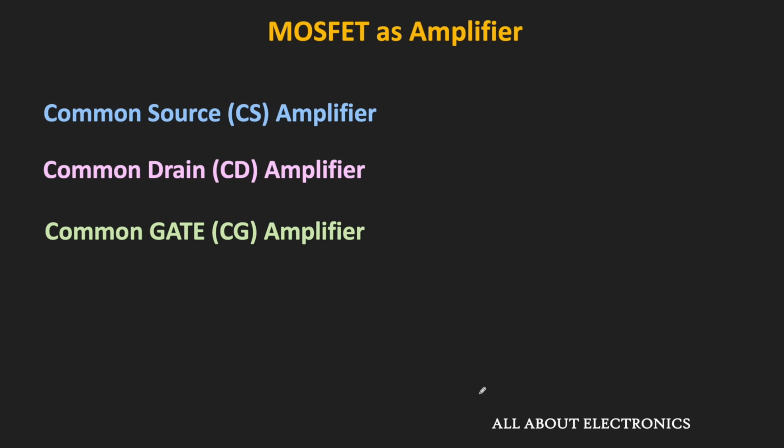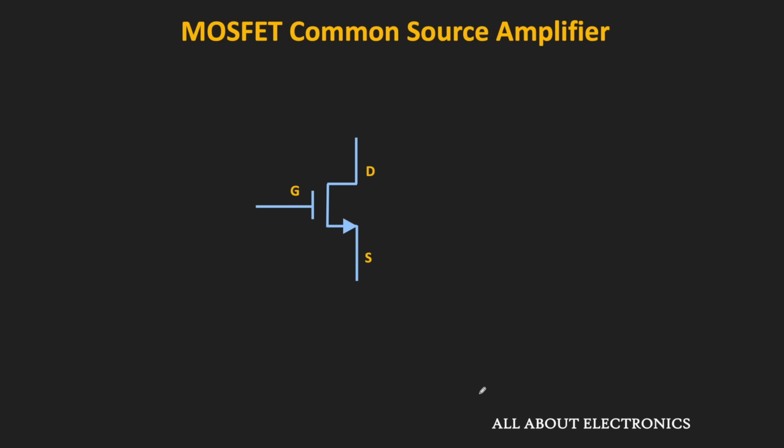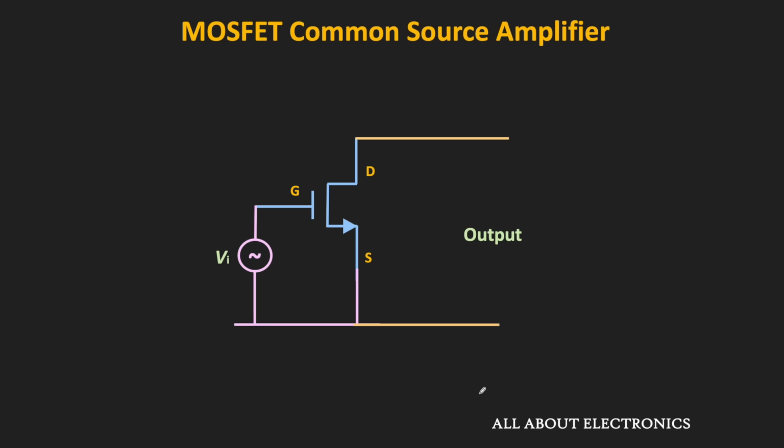Now when the MOSFET is used as an amplifier, then typically it can be used in the three configurations, that is common source, common drain and the common gate configuration. And out of the three configurations, the common source is by far the most popular MOS amplifier configuration. So in this configuration, the small input signal is applied between the gate and the source terminal, while the output is measured between the drain and the source terminal. That means as far as the AC signal is concerned, the source terminal is common between the input and the output side. And hence, this configuration is known as the common source configuration.